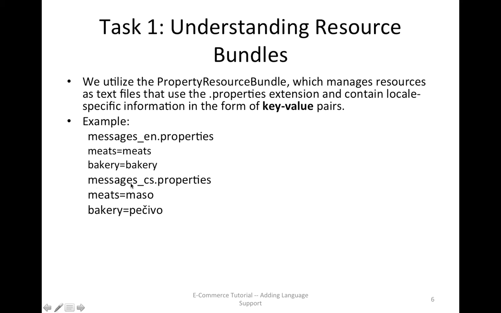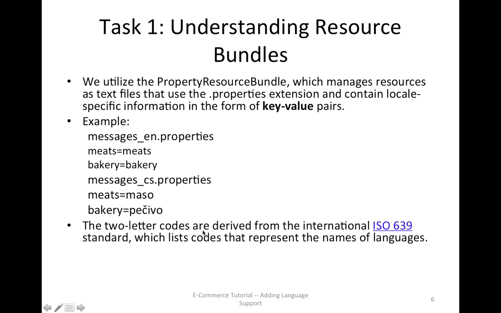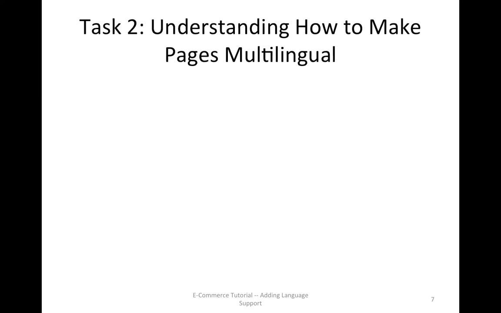Now in this messages_cs.properties text file, we will have key-value pairs like meats is maso. I don't know if I pronounce this right, but basically English meats in the Czech language is maso. Then bakery, English bakery in the Czech language is pečivo. I'm not sure if I pronounce it right, probably not, but we just say this is bakery in English, then pečivo in Czech. The two-letter codes are derived from the international ISO 639 standard, which lists codes that represent the names of languages. So EN is English, CS is Czech.